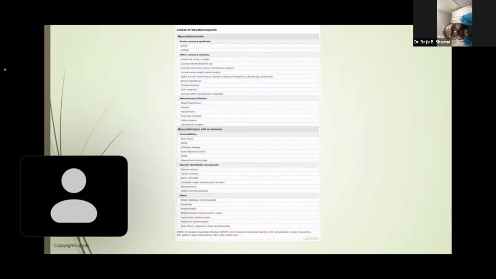cardiac troponins. Extreme exertion, elite athletes, cardiac contusions, burns, anthracyclines, which are chemotherapeutic agents, cause a lot of cardiotoxicity, electric shocks, carbon monoxide poisoning.